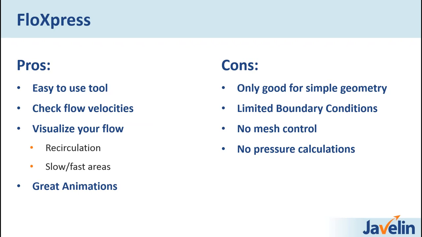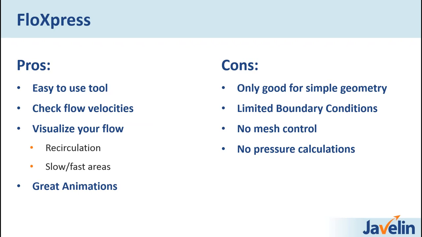But the cons here are even a little bit more than in our structural tool. It's only good for very simple geometry. You don't have any control over the meshing of the part. So if you have small channels, narrow areas, things like that, we really can't refine the flow in those areas. We're also very limited to boundary conditions. We can essentially set one pressure condition and one flow condition there, but we have no mesh control, really limited result options, and the big drawback here is no pressure calculations included. And that's one of the most common things when we're looking at a fluid tool, is basically what would the pressure drop or the head loss be over a system.